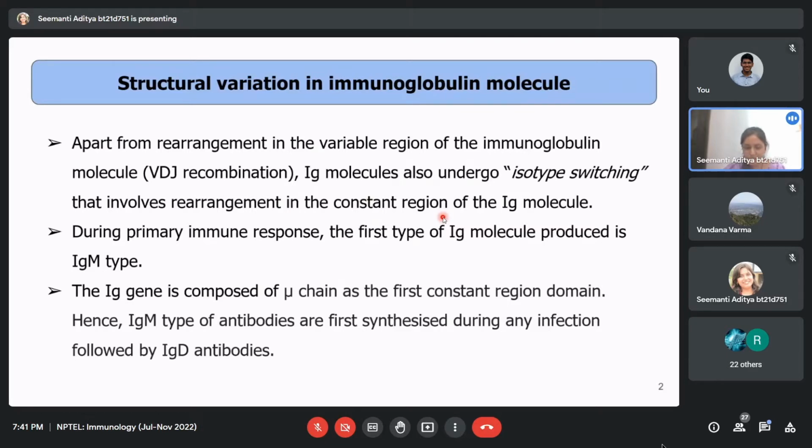As we were saying, initially on the surface of B cell, IgM kind of antibodies are mostly expressed, but later on, in the later stages of infection, IgM immunoglobulin molecules can get changed to different types of antibody molecules like IgD or IgG etc.